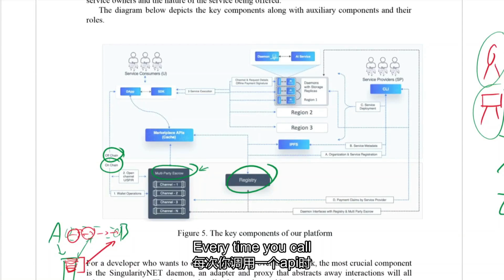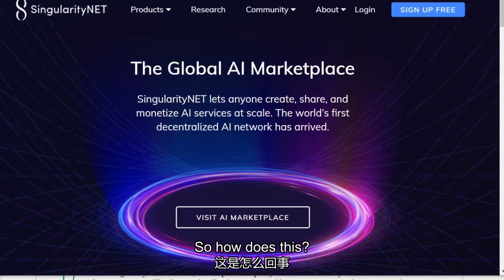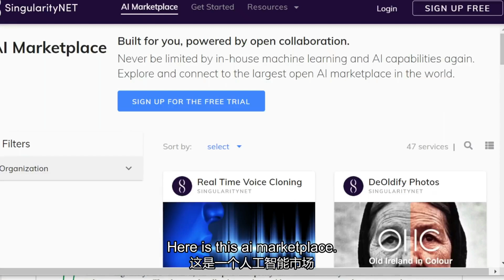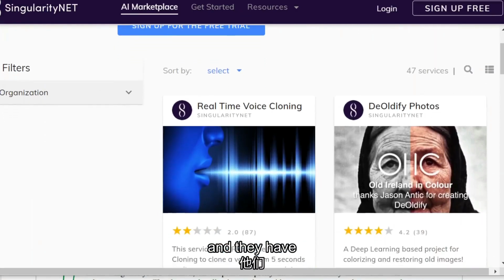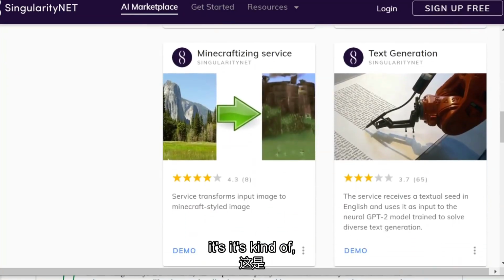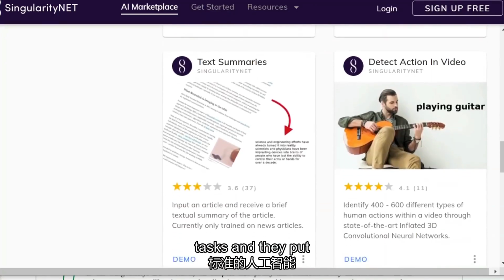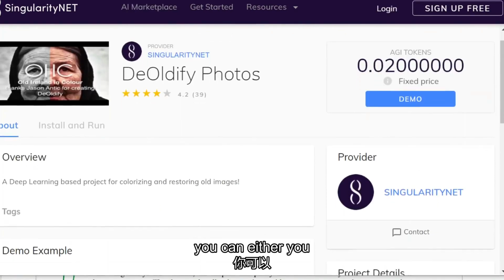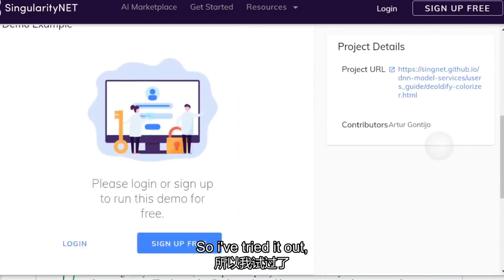Every time you call an API, you just send it some money in order to call it. So how does this look? Here is this AI marketplace. They've actually built it, and they have a bunch of services on there. As you can see, they take some standard AI tasks and put them on here. If you click on one, you can either pay AGI tokens, which we're going to get to in a second, or I think you have like 10 free calls a day if you make an account. So I've tried it out.